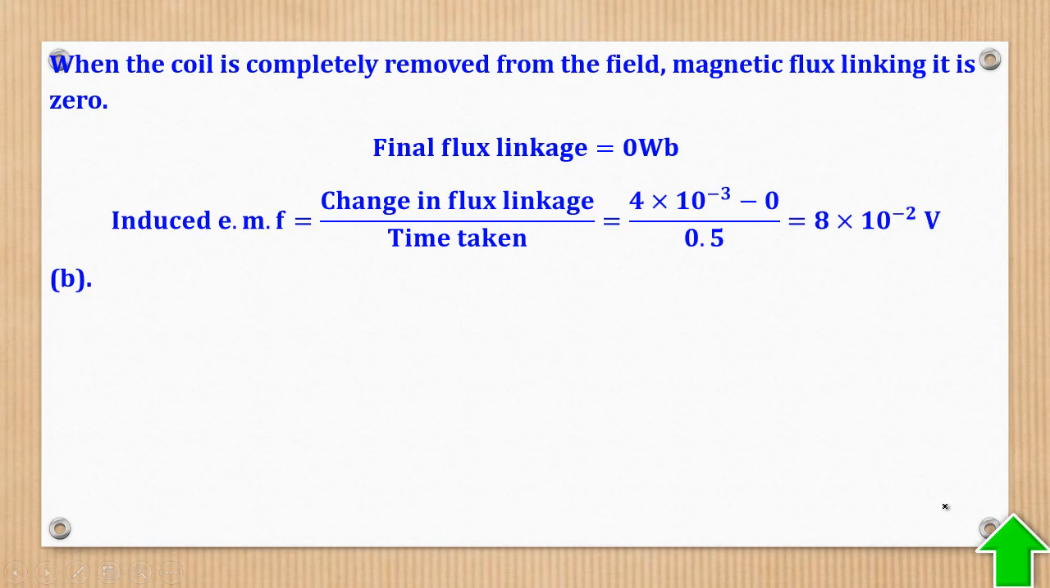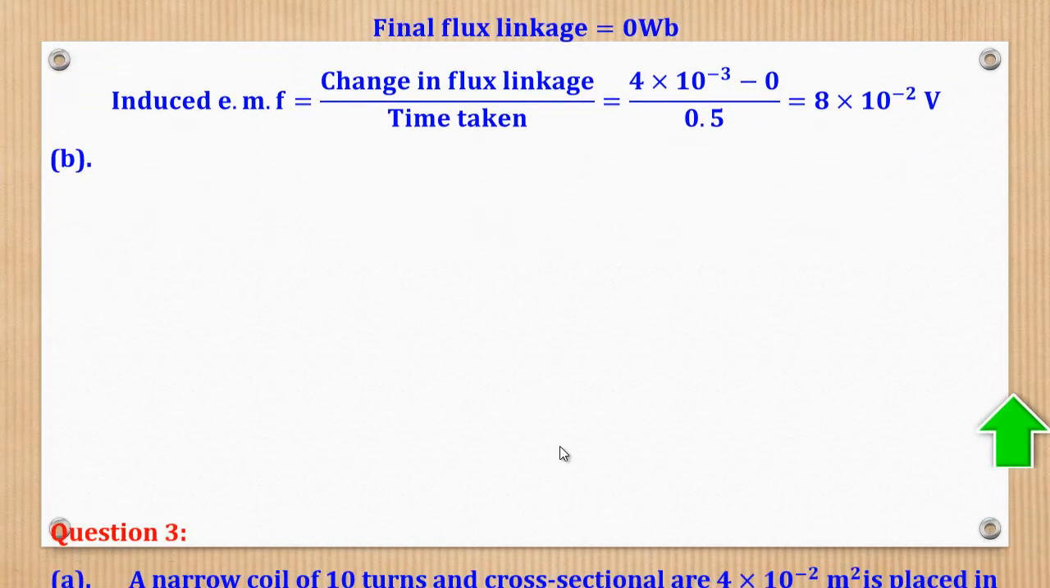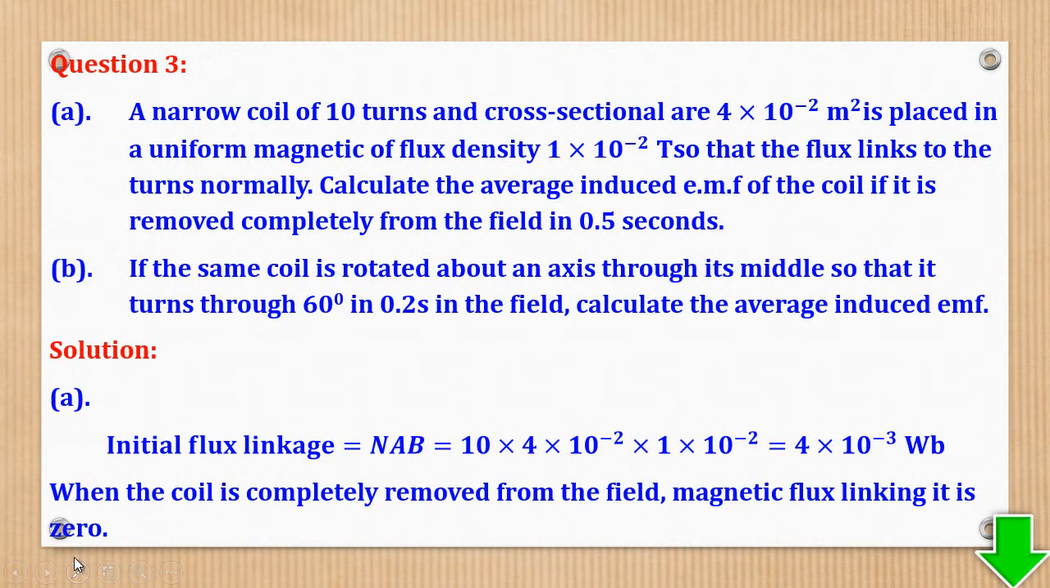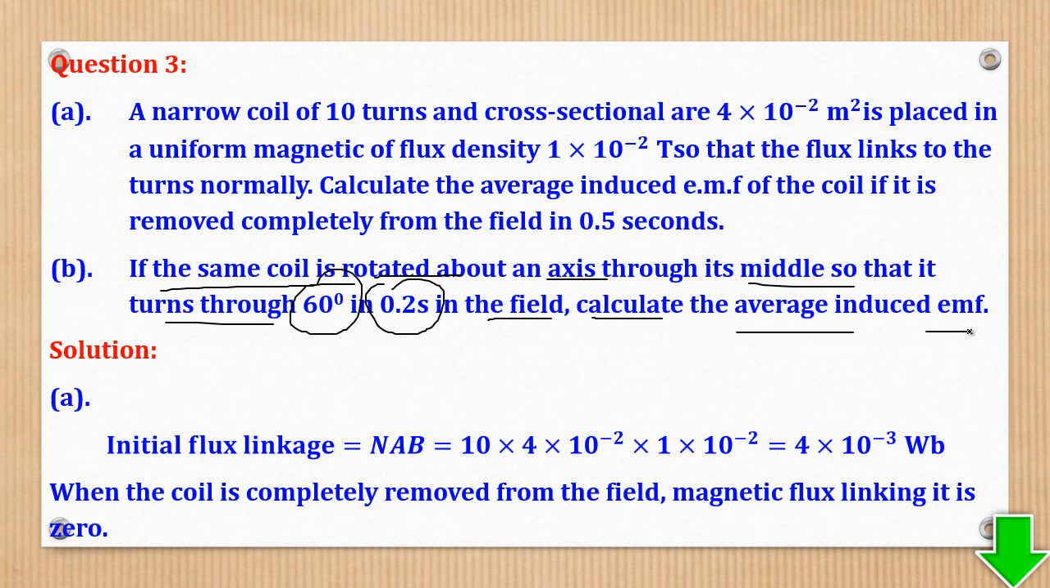Then Roman 2, so part B, let me see part B. It says, if the same coil is rotated about an axis through its middle so that it turns through 60 degrees in 0.2 seconds in the field, now it is not removed, it is within the field, calculate the average induced EMF.